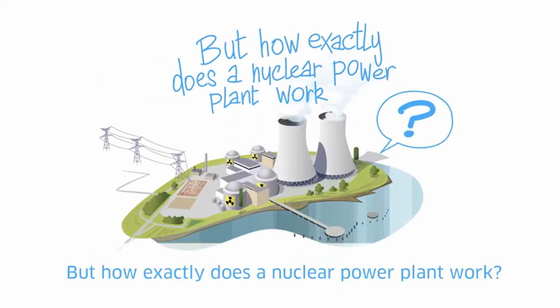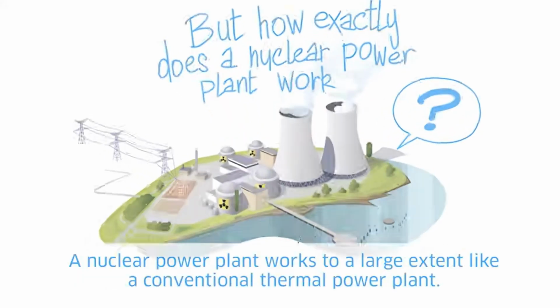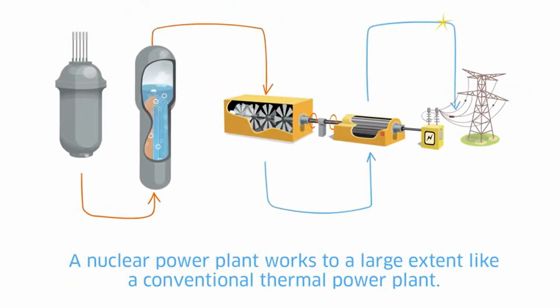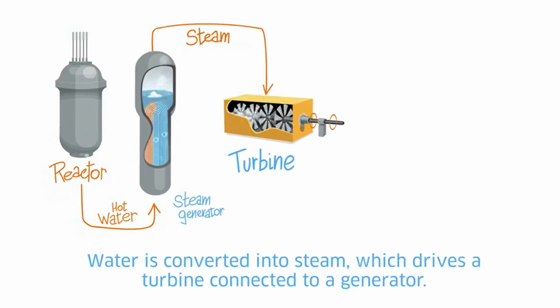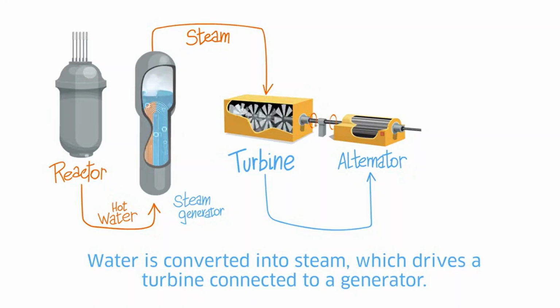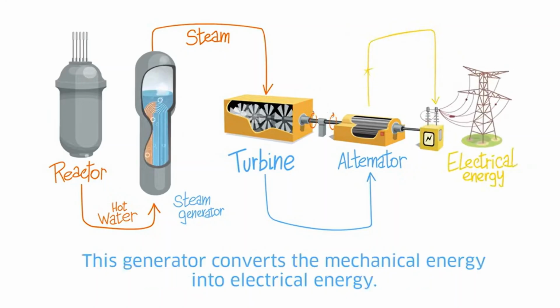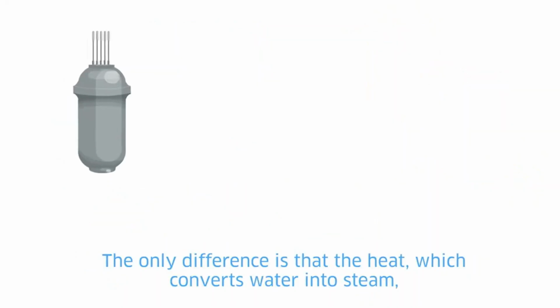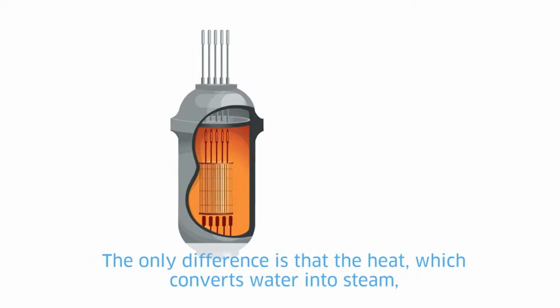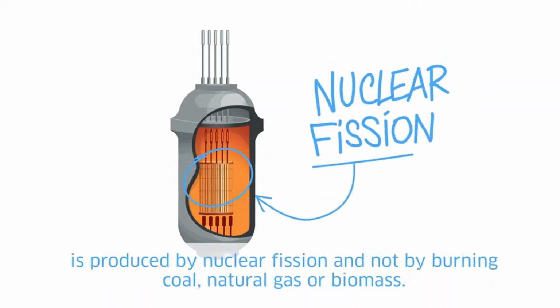How exactly does a nuclear power plant work? A nuclear power plant works to a large extent like a conventional thermal power plant. Water is converted into steam, which drives a turbine connected to a generator. This generator converts the mechanical energy into electrical energy. The only difference is that the heat, which converts water into steam, is produced by nuclear fission and not by burning coal, natural gas or biomass.